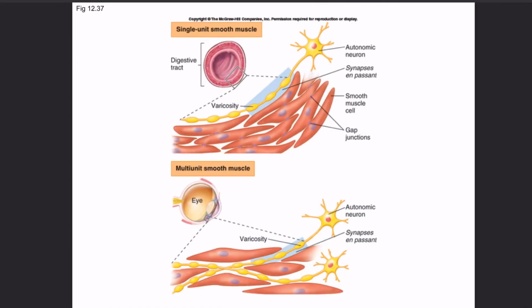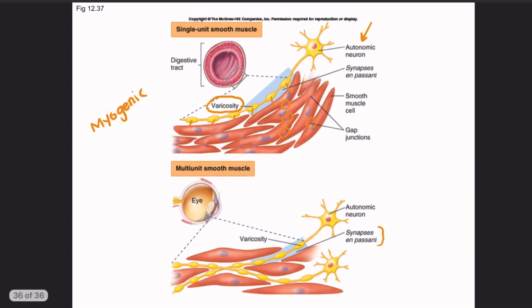Single unit smooth muscle can be myogenic, which means they can activate themselves, send action potentials themselves. In this image, this is showing a neuron activating, and they have gap junctions, which means they are able to transmit action potentials nearby. Notice that this is a neuron with varicosities. We talked about varicosities in the last chapter. Varicosities allow for action potentials to occur down the length of the axon. This is also called synapses en passant.